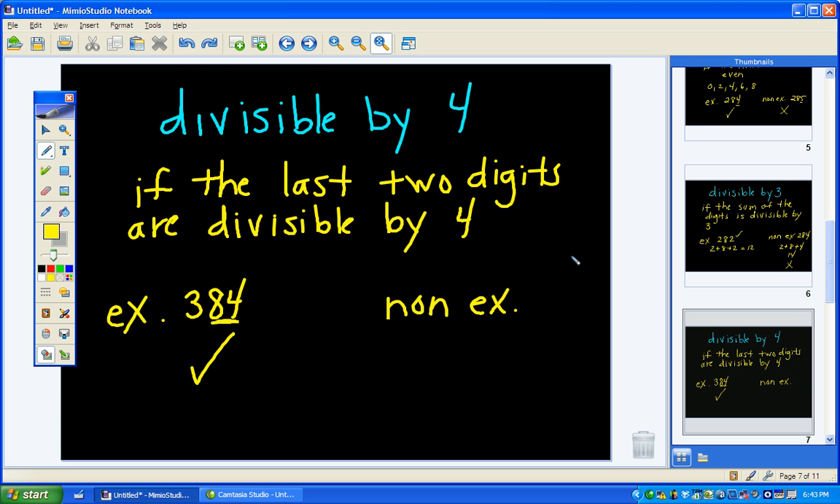And let's try a non-example now. Let's say we had 221. Only looking at the last 2 digits, I know that 4 times 5 is 20, so 4 is not going to go into 21 evenly, so this is not divisible by 4. I don't even have to go through the whole process. There would be a remainder on that one.